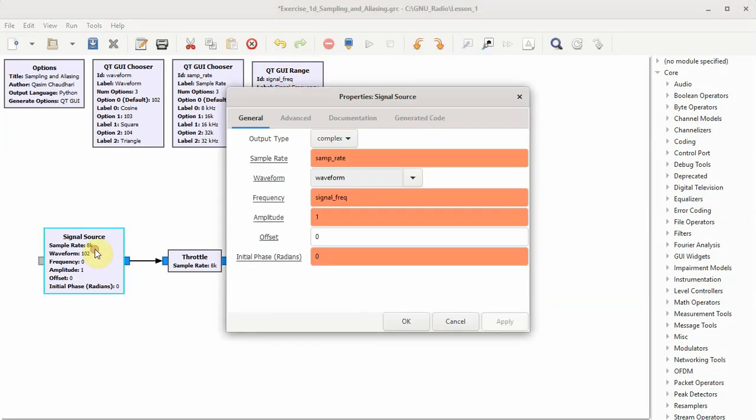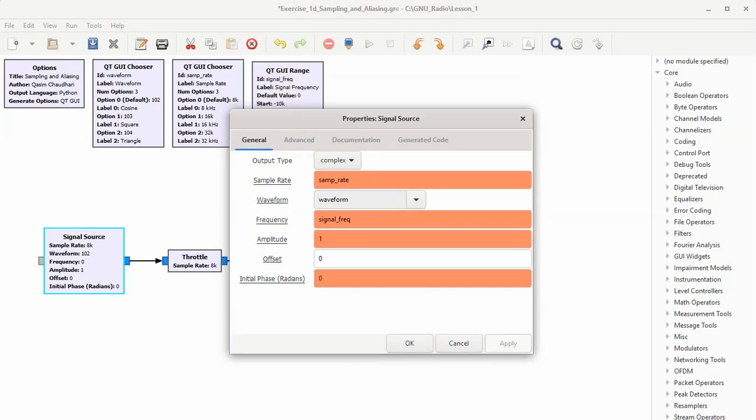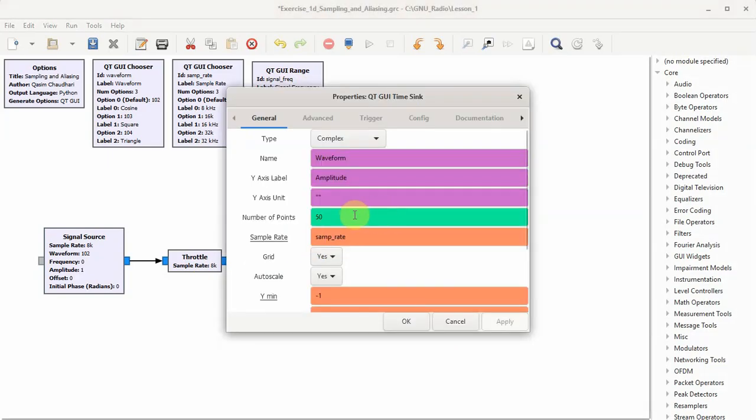With these things in place, the signal source is just a waveform. This waveform is the ID of the GUI chooser; we just defined it here. Signal freq is the variable defined in the Qt GUI range. Amplitude 1, no offset, no initial phase. The throttle block, as we have already explained, limits the CPU resources used by this flow graph when it runs. For the time and frequency sinks, I always recommend choosing the number of points according to what we want to do. Never go with the default Qt GUI time sink number of points.